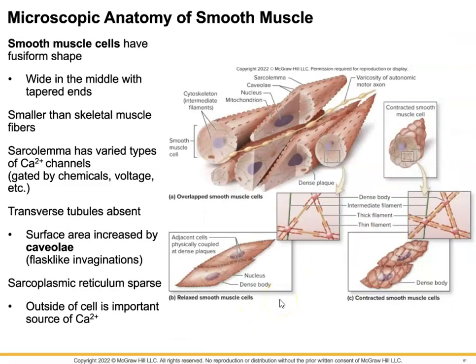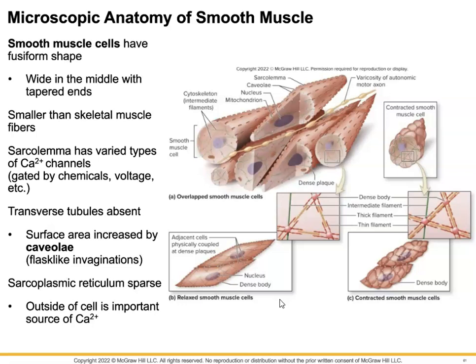Okay, looking just briefly at the microscopic anatomy, as I mentioned, the cells are somewhat spindle or fusiform shaped, so they're elongated and enlarged in the middle, come out to a more tapered end. They are smaller than your skeletal muscle cells. Of course, they have a sarcolemma, that's your cell membrane, but there are many different types of calcium channels. Some of them are controlled by chemicals, voltage, or ligands, things that bind to those.